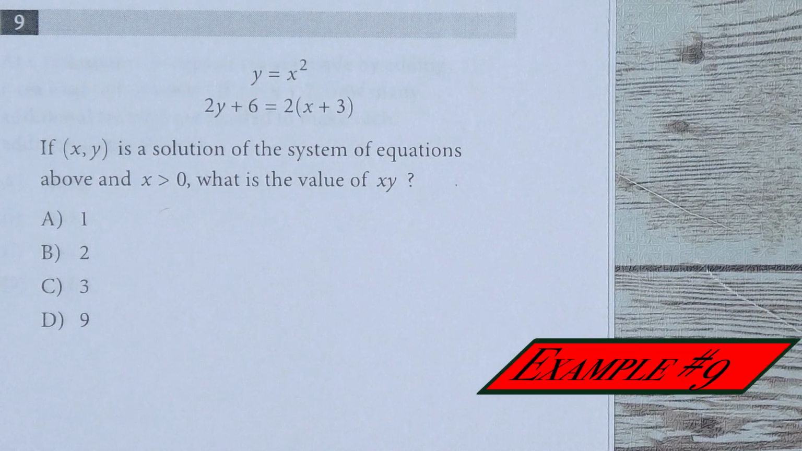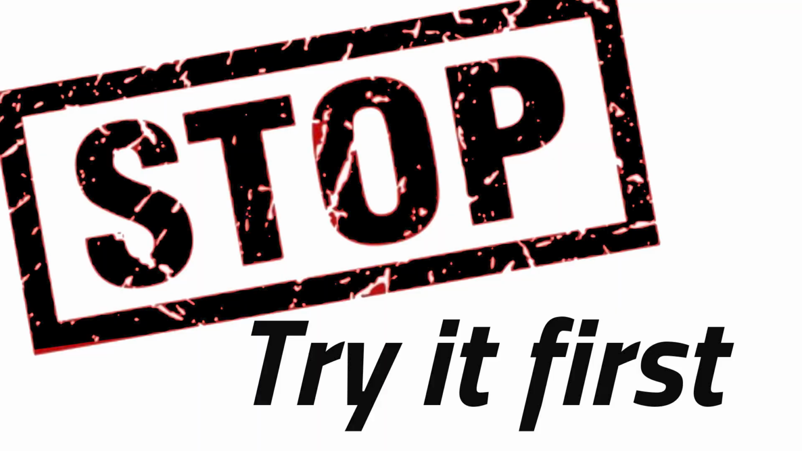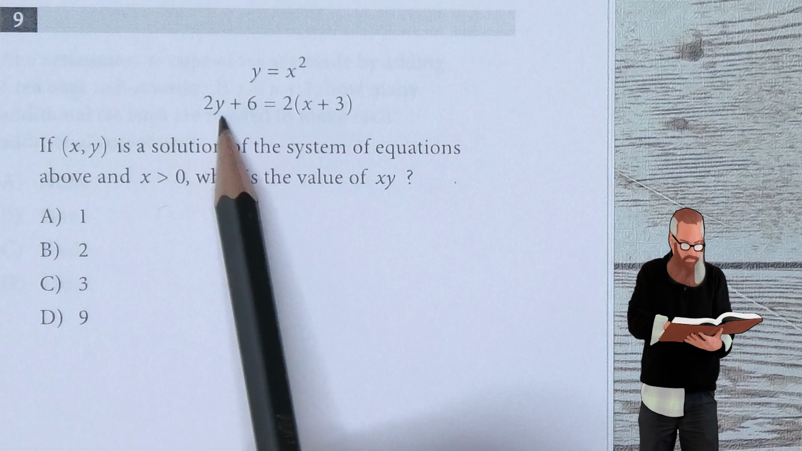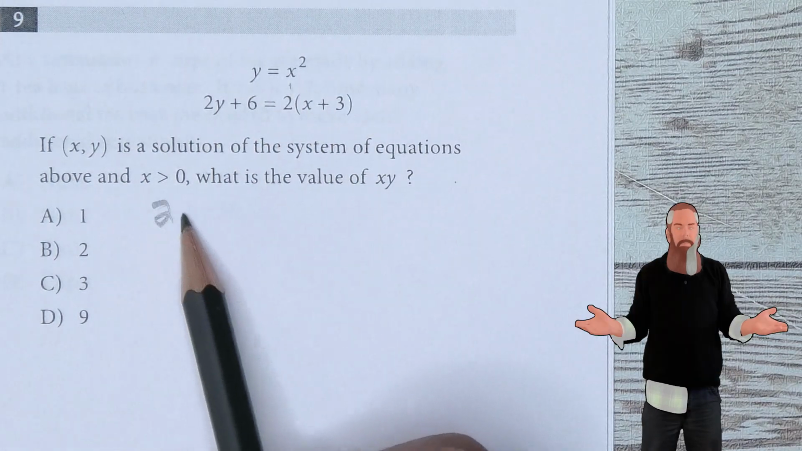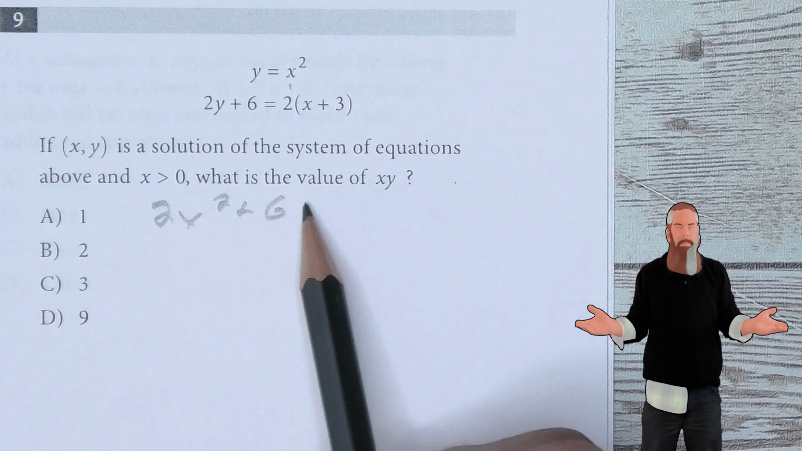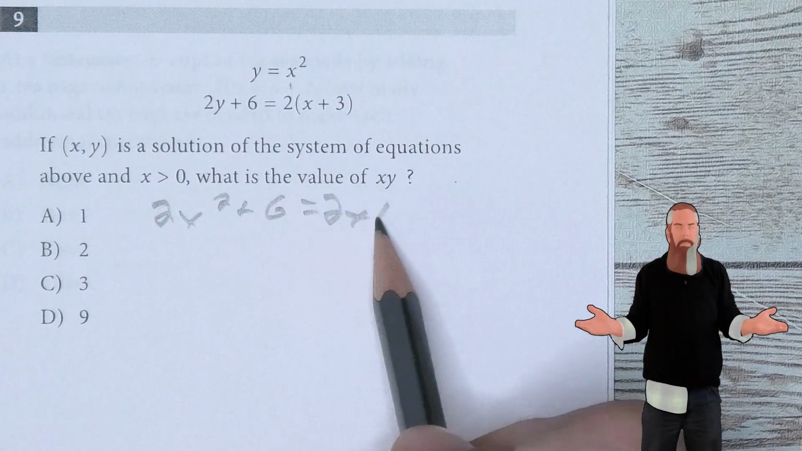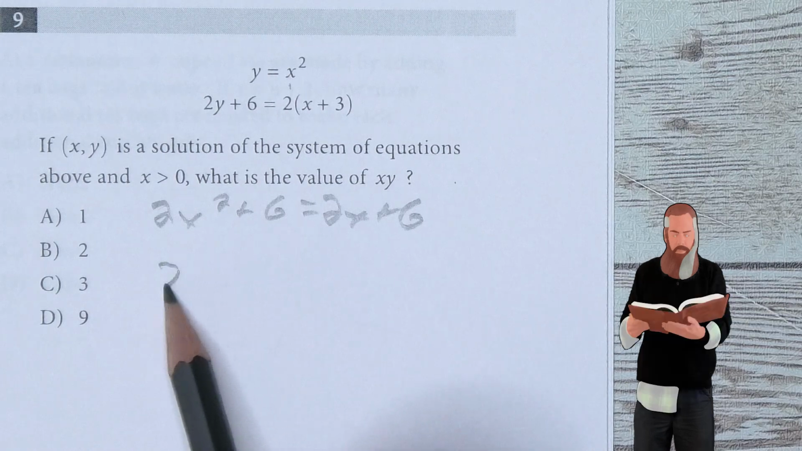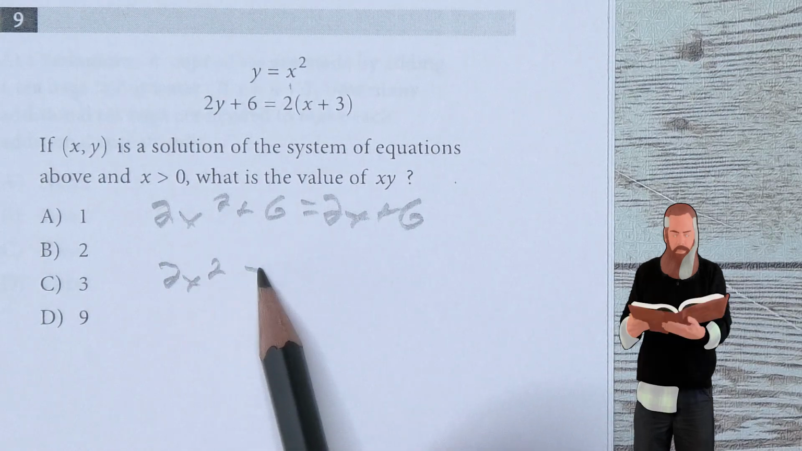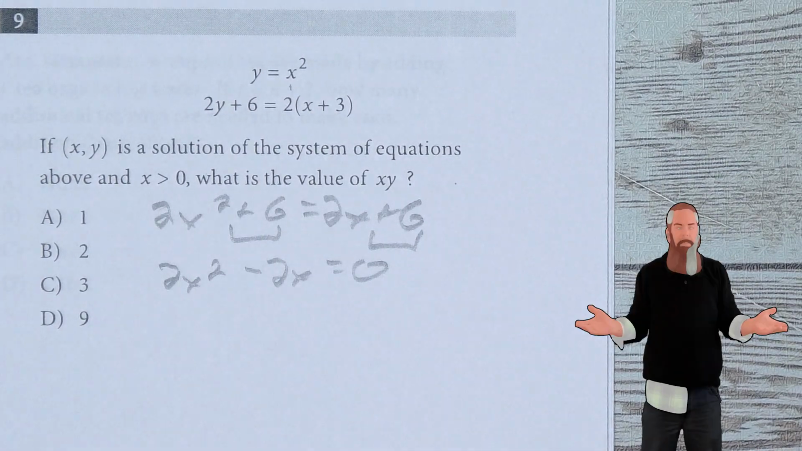If (x, y) is a solution to the system of equations above and x is greater than 0, what is the value of x times y? So what we're going to do is take this second equation and substitute the y value. So we get 2 times x squared plus 6 is equal to, and how about we get rid of these parentheses at the same time, 2x plus 6. Now if we bring everything to the same side of the equation, we get 2x squared minus 2x is equal to 0 because these 6's will cancel each other out.